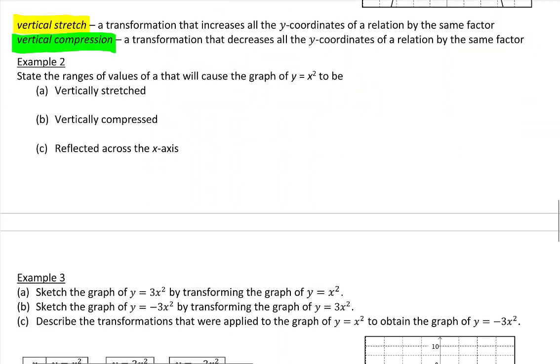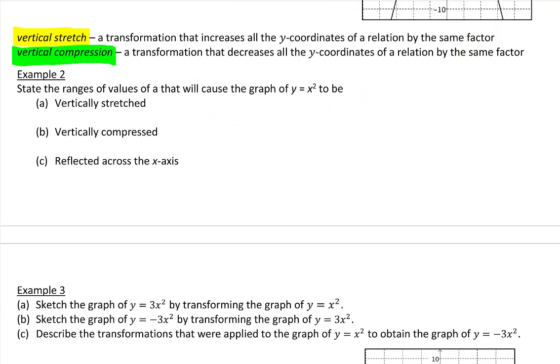So state the ranges of values that will cause the graph of y equals x squared to be vertically stretched. So to become taller, or if you like, narrower. And you notice that happens for a values greater than 1. Because remember, in this equation, this is 1x squared. So anything greater than 1 will stretch the graph. And if we want to write that mathematically, that would be a greater than 1.